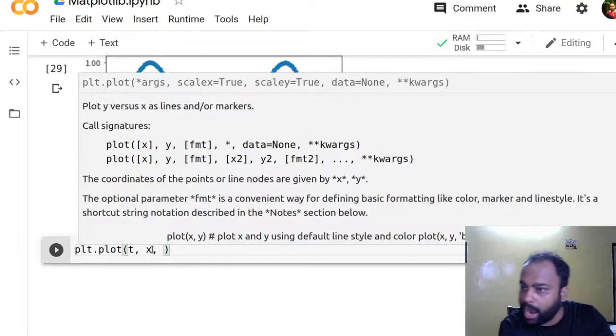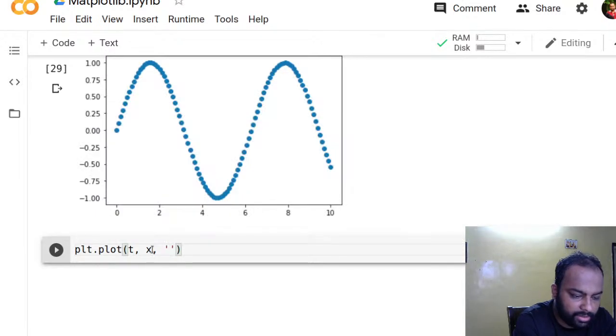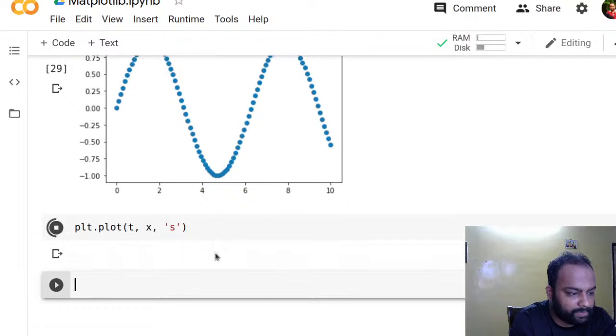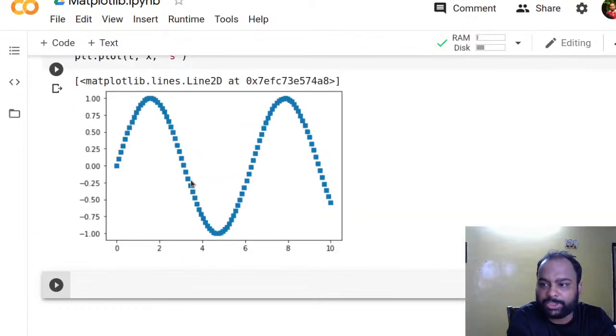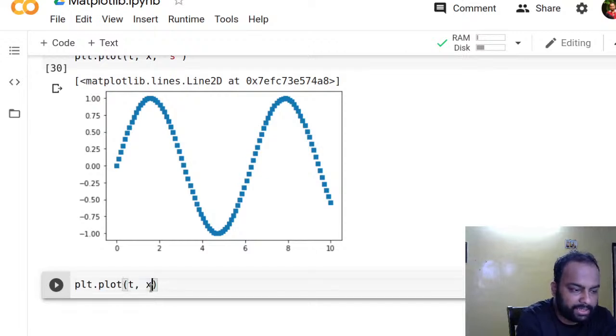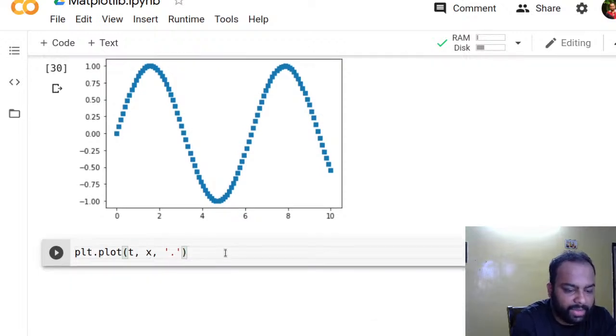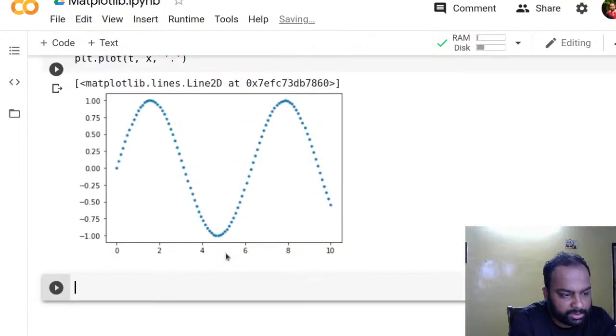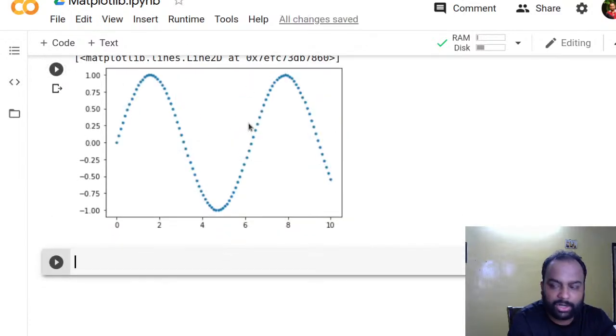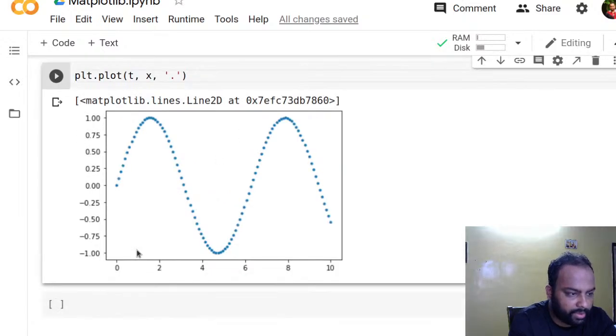Maybe I don't know how nicely it is being compressed by YouTube. But let's say I'm writing S. So what happens? The marker has been changed to squares. Okay. What if I pass in something like a dot? Then the marker will become very small dots. These are not circles. These are not as big as the circles, but smaller than them, right?